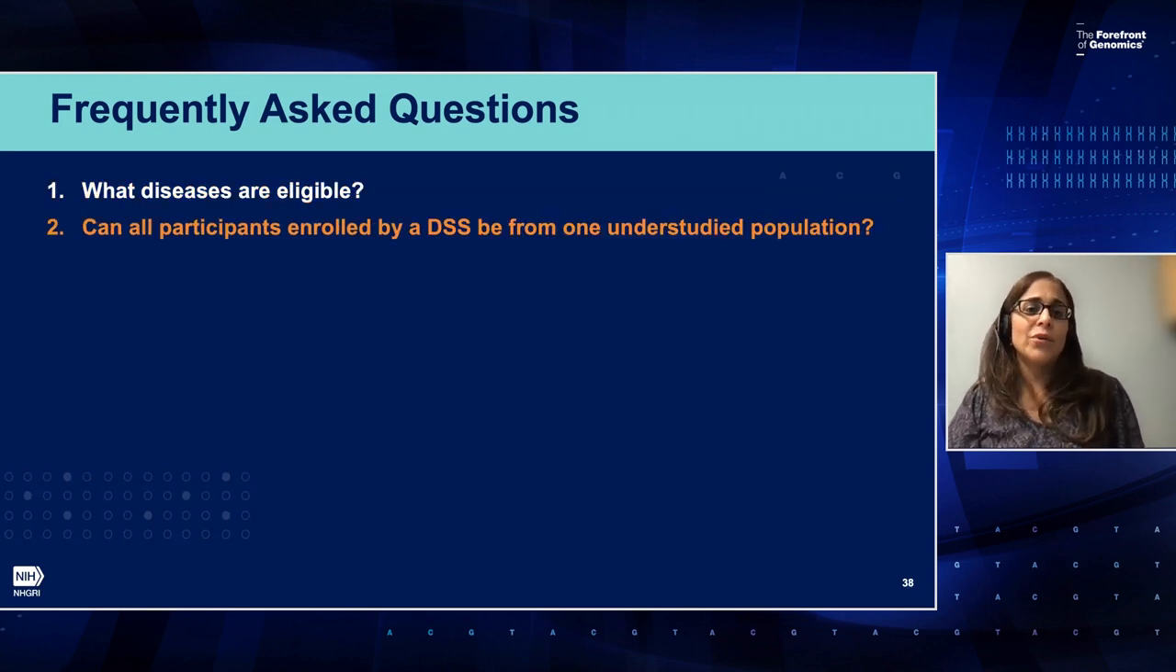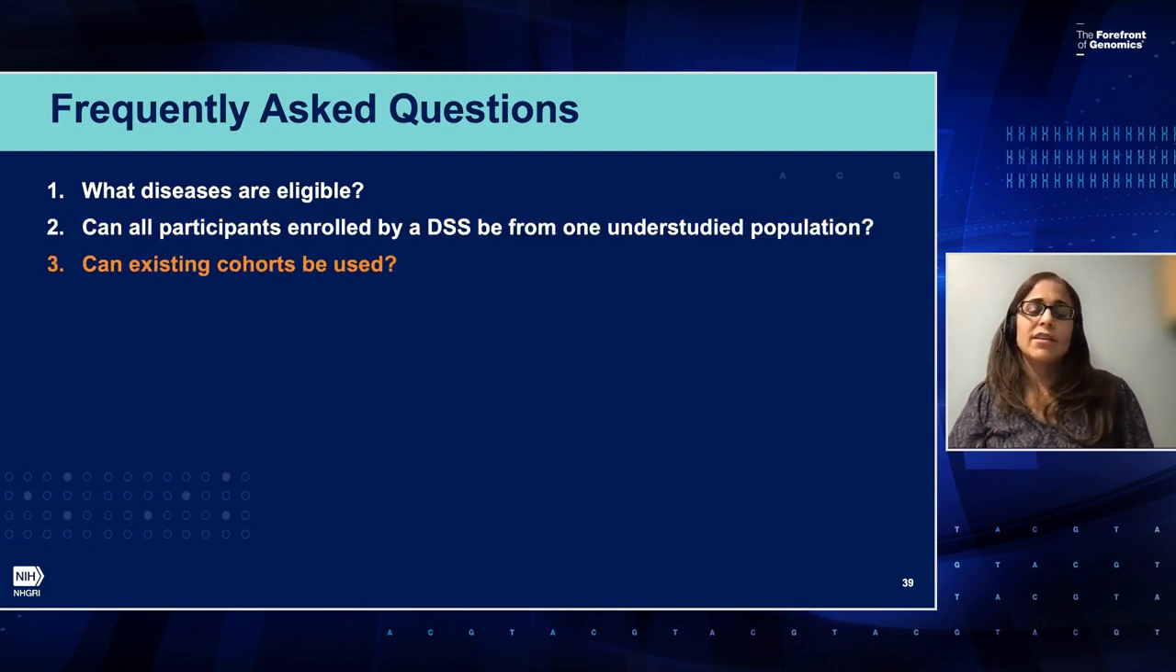Second question, briefly, can all participants enrolled by a DSS be from one understudied population? So I already mentioned the emphasis and focus on diversity, and that's why we have focused on 75%. We're expecting that at least 75% of the participants come from racial and or ethnic communities that are expected to have genetic ancestries that are currently understudied. Now, applicants who want to focus 100% on one particular population should demonstrate that, first of all, they can meet the requirements of the RFA, and that it would be advantageous for the success of the study to have participants that have a fairly homogeneous background.